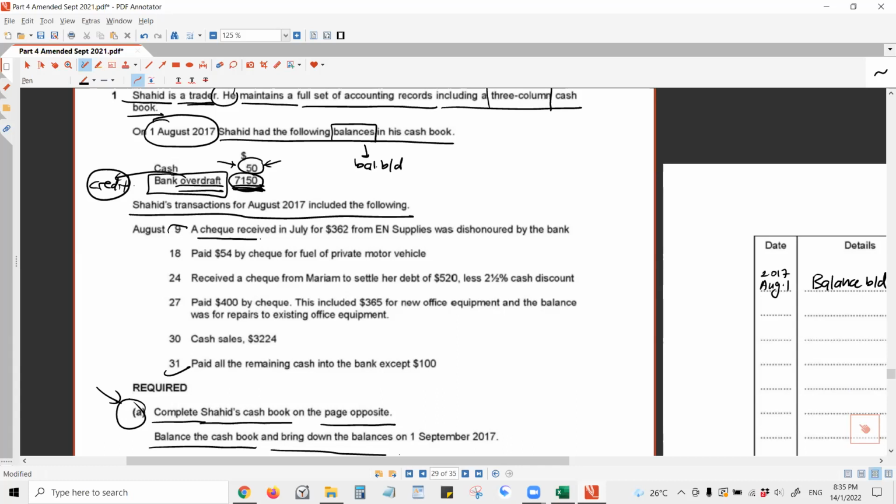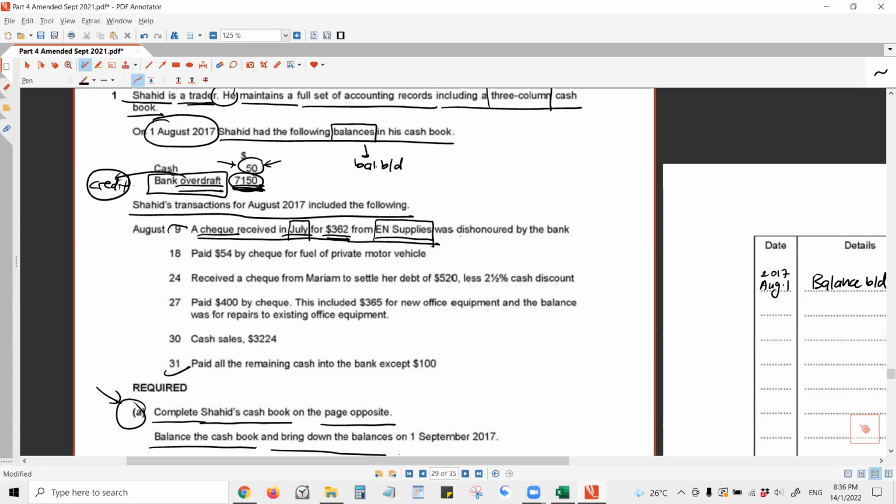A check received in July. Okay, why did it mention July? Let's see. For 362 from EN Supply. Okay, this is in capital letters, so it is a person's name or a business name. So it says that you received a check in July from EN Supply, and the amount is 362.